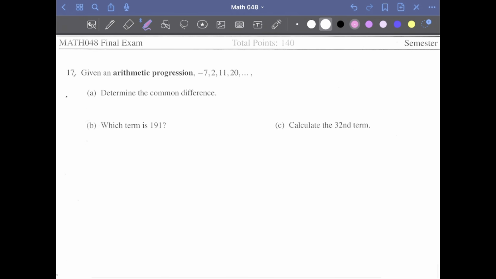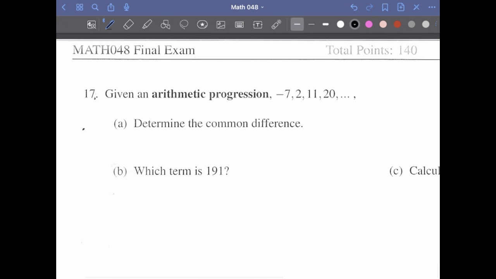Okay, so given an arithmetic progression, determine the common difference. Let's just subtract 2 and negative 7. So 2 minus negative 7, that's 9. And 11 minus 2 is again 9. 20 minus 11 is again 9. So the common difference is 9.